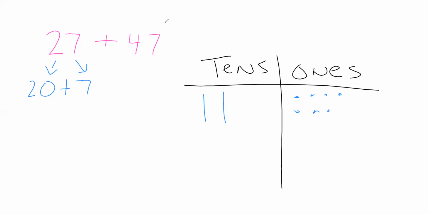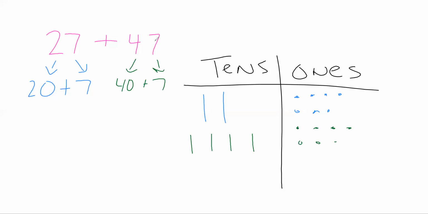And we're going to do the same thing with 47. Let's do that in like a green. So that would be a 40 plus 7. So I need 7 more over here. 1, 2, 3, 4, 5, 6, and 7. And then I need 40. 10, 20, 30, 40. Right? 4 tens equals 40. Now we're going to count.